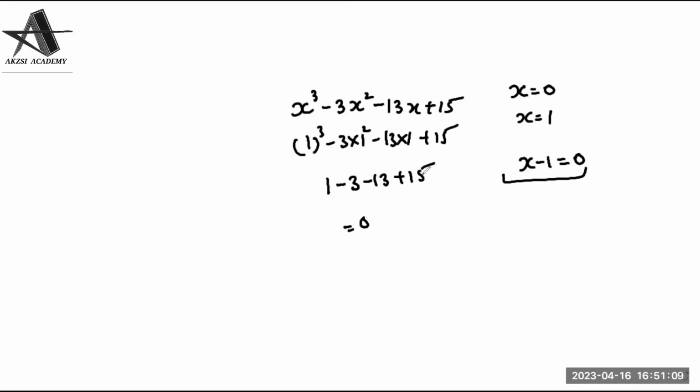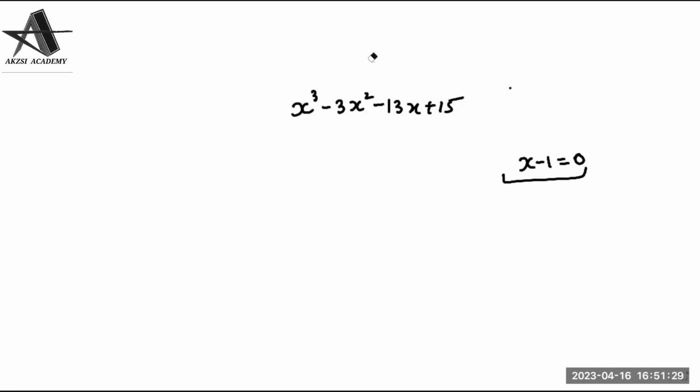How can we do that? We can't just do hit and trial every time. It's not very easy. Only one time we can do it to find one of the factors. But if we want to calculate the other factors, we have to take help from the long division method. I'll divide x cubed minus 3x squared minus 13x plus 15 over x minus 1. In this way, I'll be able to find the other two factors.